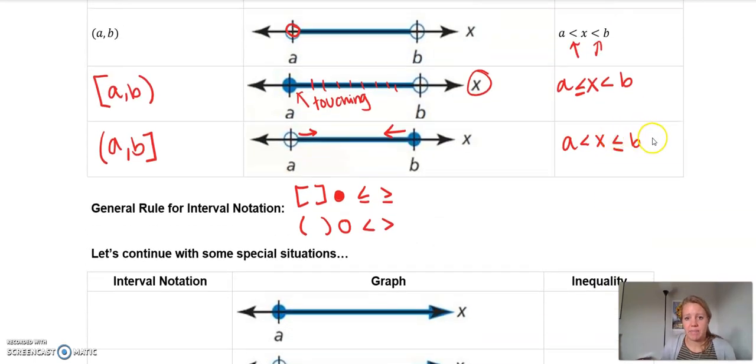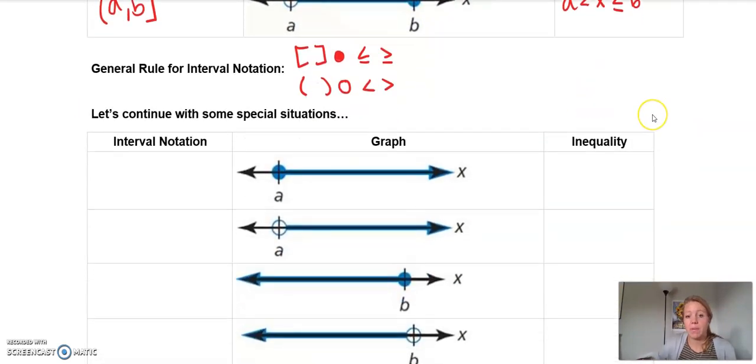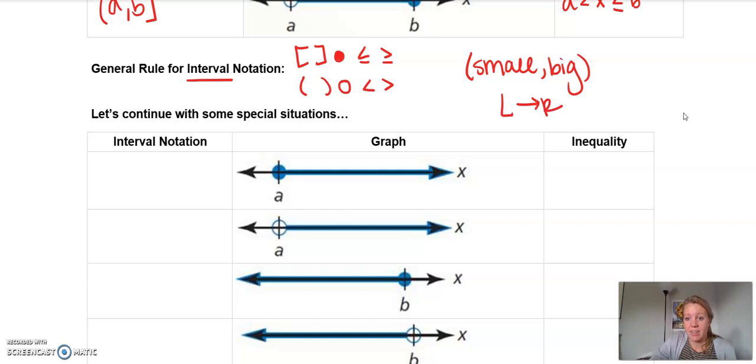Another really important thing to mention is, why did we always write A then B? Whenever we write interval notation, we always write the smallest number first and then the bigger number. So we go from small to big. When you're thinking about a number line, think about moving from left to right, right? Because the left side is the more negative side and the right side is the more positive. So we're going to go from the smallest number to the biggest number.